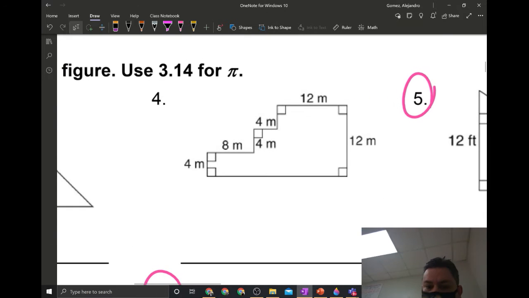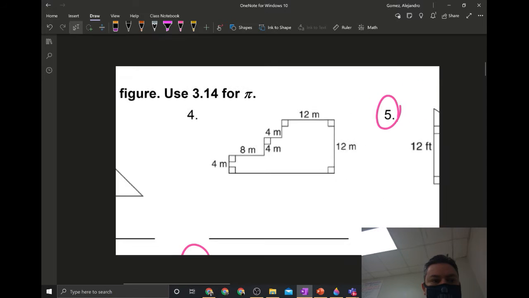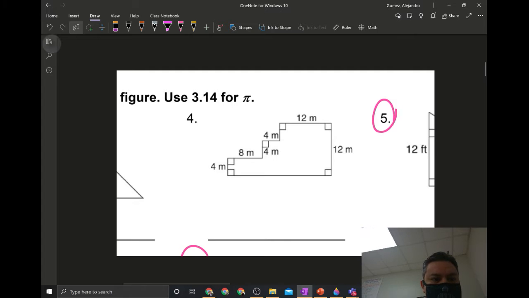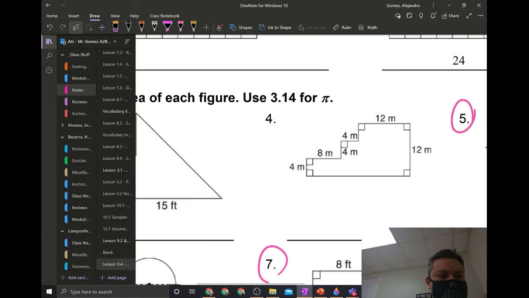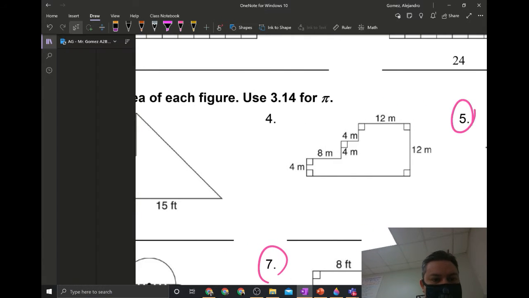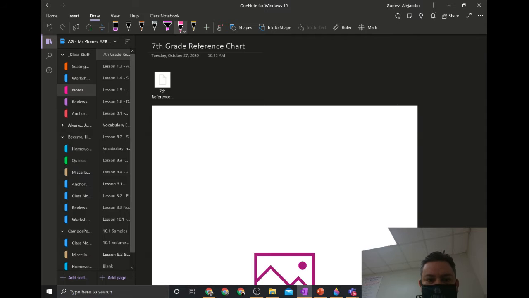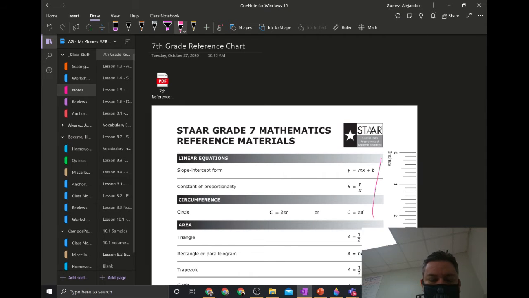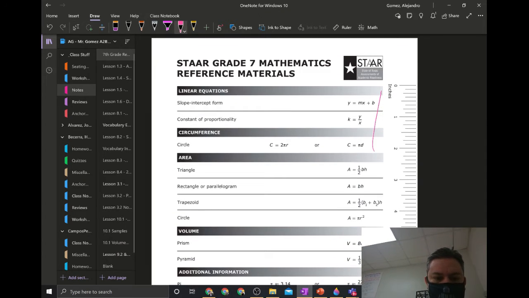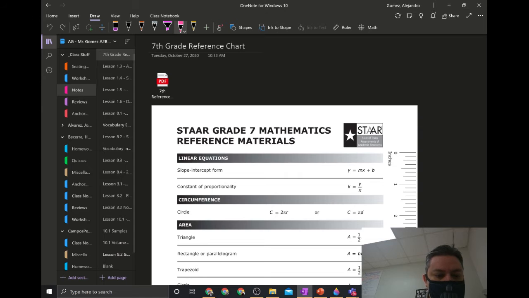I'm going to do number 4. And remember that everybody has the reference chart available to you. This reference chart is going to be given to you on every single test that you take. It's right here. And we are focused on area. We need to know those. You need to look for those when we're working these type of problems.